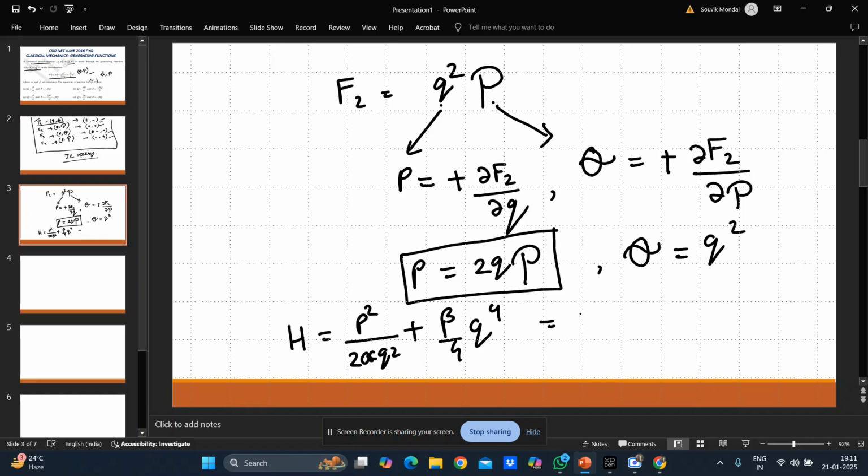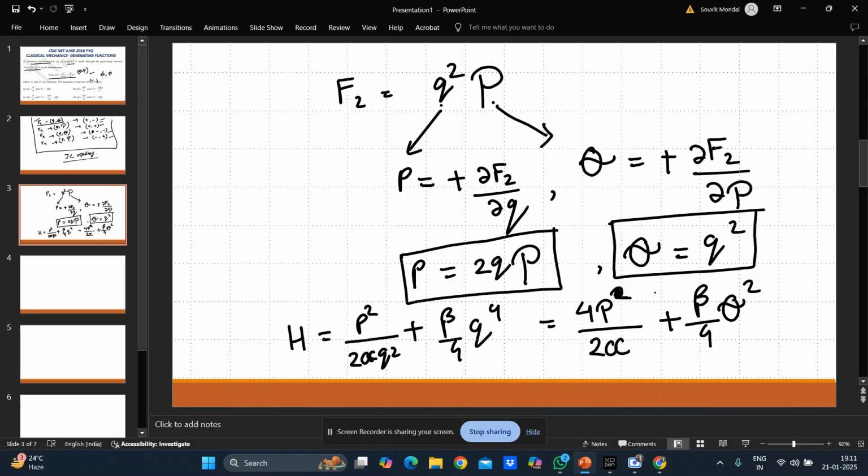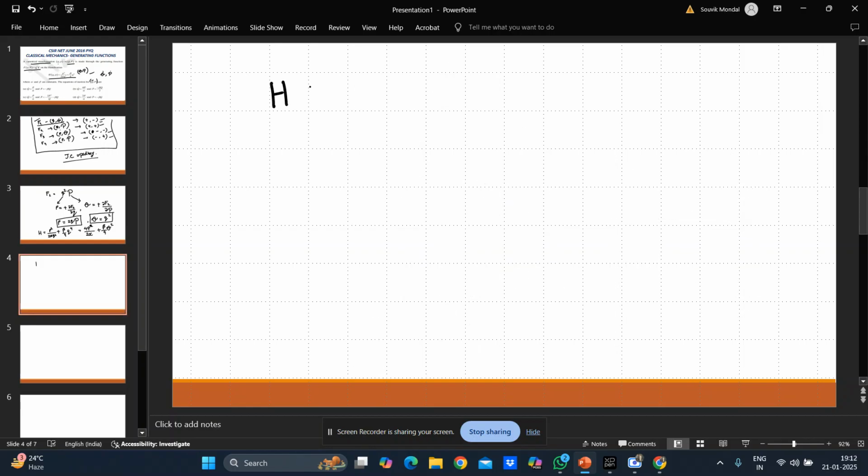So just substitute it here. It is 4q square P square by 2 alpha q square, plus beta by 4 into capital Q square. Capital Q is small q square, so small q to the power 4 is equal to capital Q square. So let me write it again. It is 2 capital P square by alpha plus beta by 4 capital Q square. Now what is your Q dot?